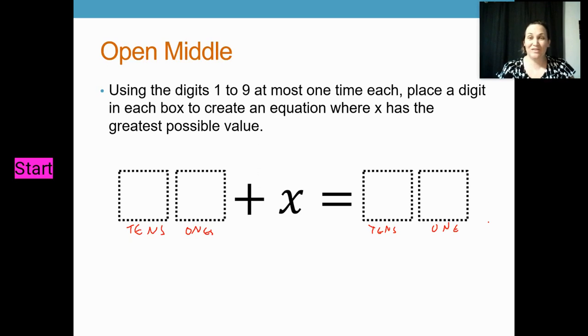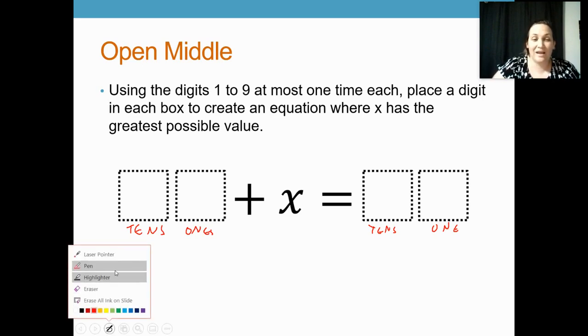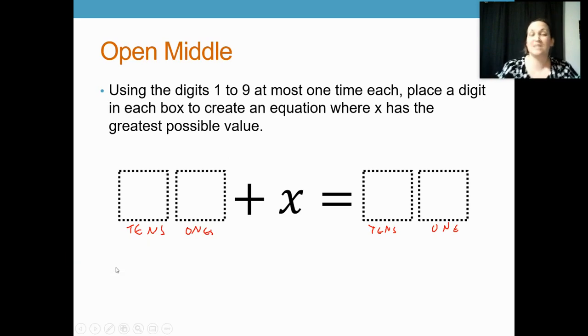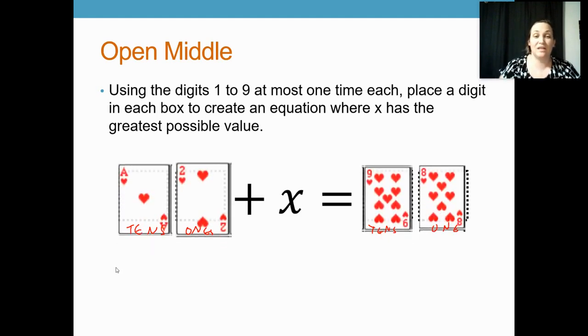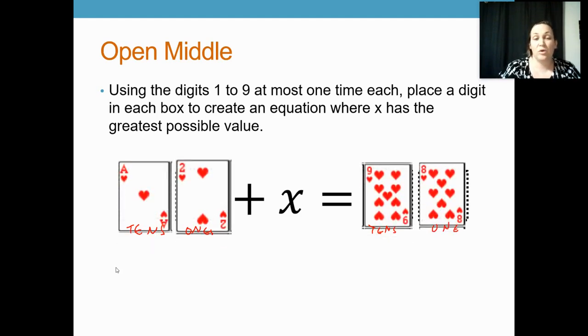How'd you guys do? Did you come up with an equation with a really big answer? Now, I asked my son this question. I asked him to tell me what cards he would put in here. So here are the cards that he chose. He put the 1 and the 2 in the first two boxes, and then the 9 and the 8 in the last two boxes. And so he thinks that he has the greatest possible value. What do you guys think? Did you do the same thing?